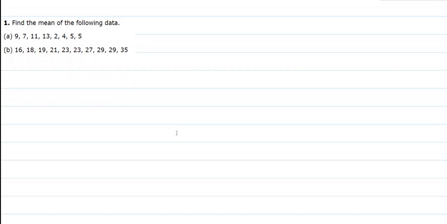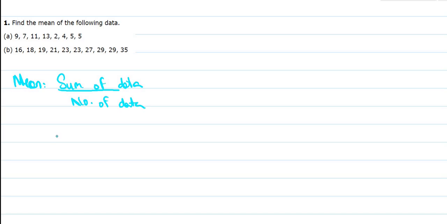First of all, in question 1 part A, you are given some numbers: 9, 7, 11, 13, 2, 4, 5 and 5. So simply just apply the formula. Mean is equal to sum of data upon number of data. Now what is the sum of data? Sum of data is the addition of all the numbers given above.